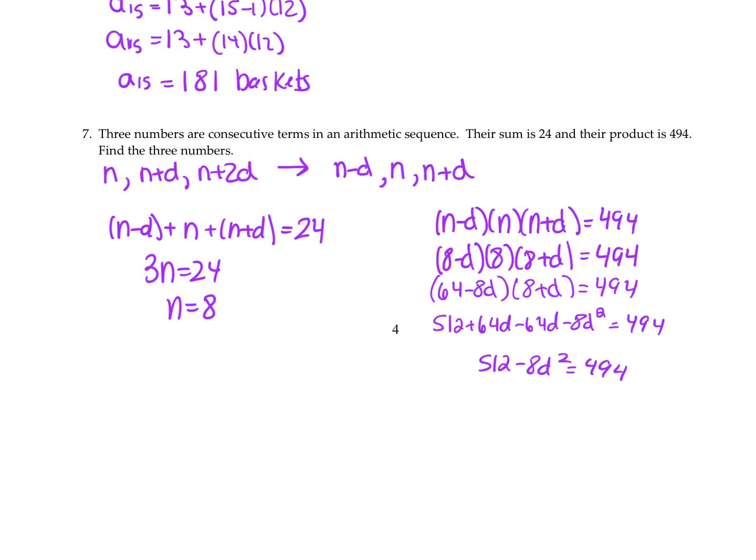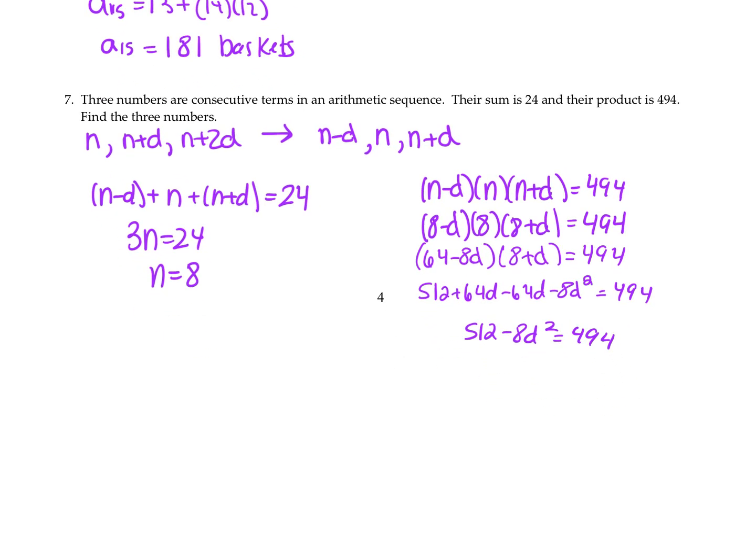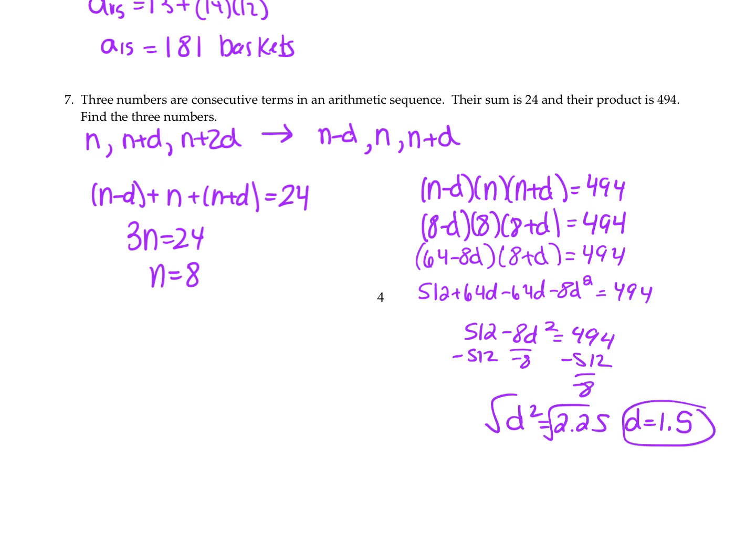So now I can solve this using square roots. I do not need to factor. So I'm going to subtract over this 512, and I can also divide by negative 8. So d squared would equal 2.25. When I take the square root of both sides, my common difference would be 1.5. And my n is 8, so that means the middle term is 8, the term before it is 6.5, and the term after it is 9.5.